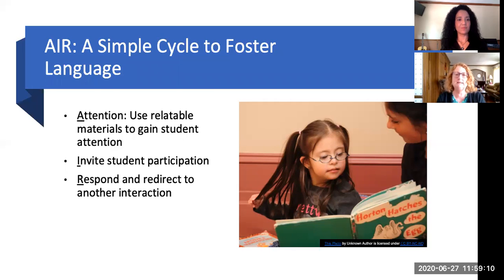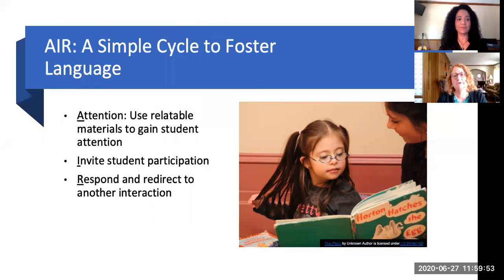The idea behind it is that AIR is attention, gaining their attention, using relatable materials, things that they enjoy, a lot of pictures perhaps, setting up their communication board so that it is exactly what they will use in the future, and then masking those areas that they might not use. Then inviting the student participation. Again, sometimes we don't necessarily invite our students that are difficult to understand to respond to us. And then finally, responding and redirecting their interactions. And so sometimes I think that we want an easy way to remember things, and this is a nice little cycle to help us.